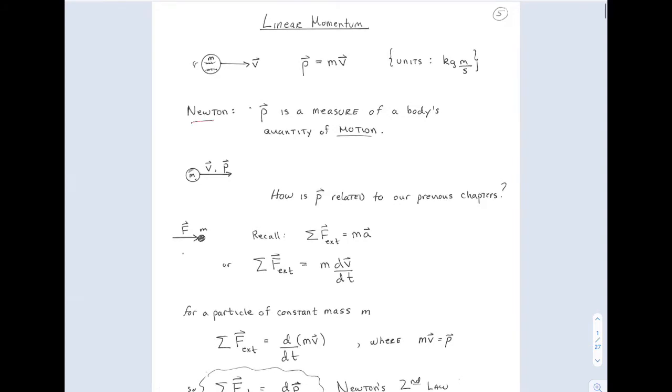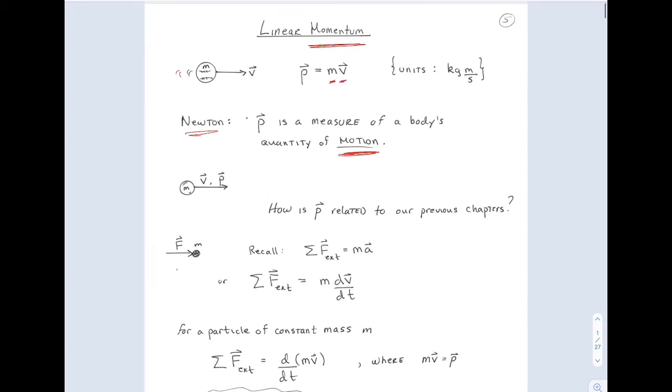Okay, so I want to look at this concept of momentum that Newton had three and a half centuries ago. Newton had this idea that this quantity, momentum, was a measure of a body's quantity of motion. Okay, so that sounds like a vague concept. How much motion does something have? So it's a composite idea between something's mass and its velocity.